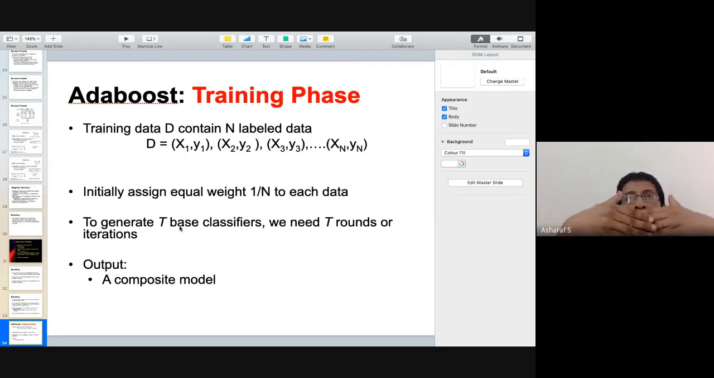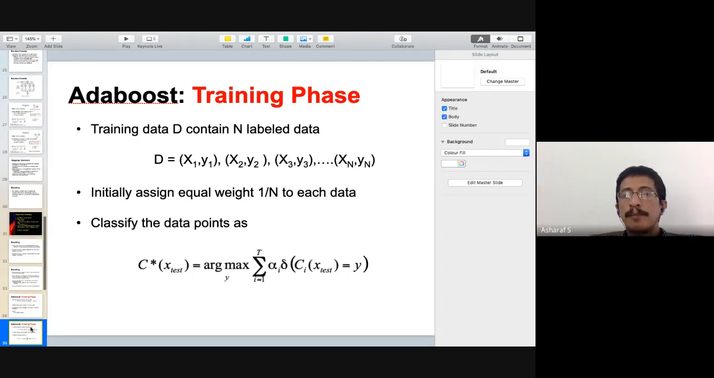If C1 is making some mistakes, when you train C2, the points where the mistakes have happened in C1 will be given more importance. Then you test the training data and see that some mistakes are still there. In the further training of C3, points where C2 made a mistake will be given more importance, and then you do T such rounds. You essentially train multiple classifiers. The output is a composite model. You get an ensemble, right? Let's see how it works formally.